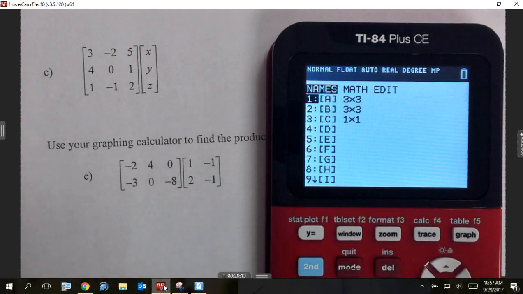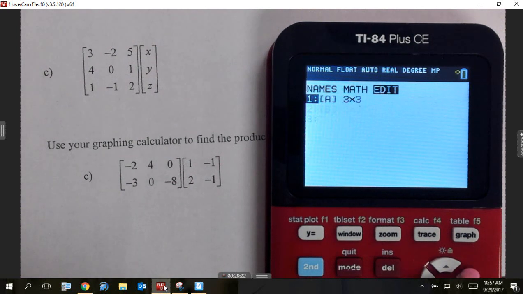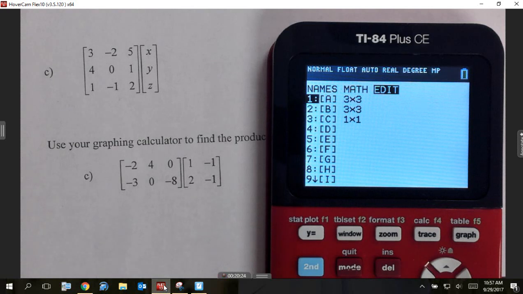And it'll bring up some like A, B, C matrices. But to put in a matrix, you have to edit. So go over to edit. And then we'll go ahead and make our first matrix A. So we'll enter in A. Once you're in edit, just enter.